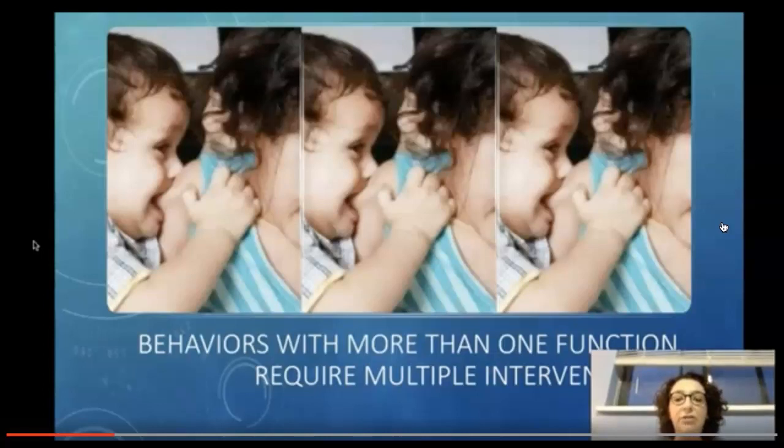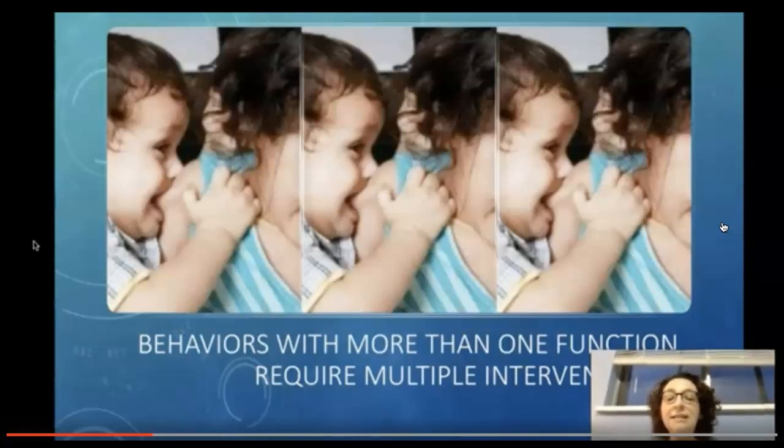So here I have 3 different pictures, or I'm sorry, the same picture that I've repeated 3 times. Here we have the kid on the left, and he's biting his sister so that she'll drop that donut. He wants that donut, so he's going to bite her. So that first picture is an access to tangibles behavior. Then in the next picture, he's going to bite her so that mom will come running. Mom's been very busy, and he wants her attention, so he's going to bite his sister because he knows that she'll scream. That's an access to attention function.